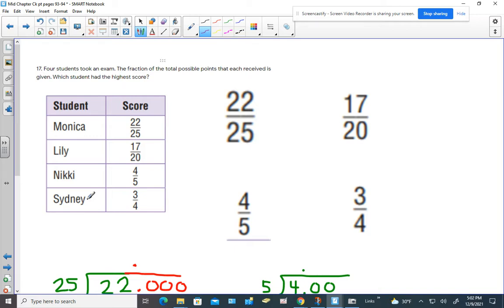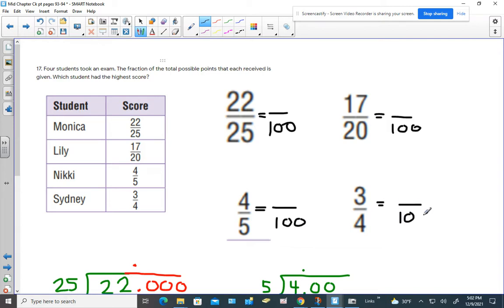Now, we have a couple options that we can do. One option is to take advantage of the fact that each of the denominators happens to be a factor of 100. So we can use equivalent fractions as our approach, because 25 is a factor of 100, 20 is a factor of 100, 5 is a factor of 100, and so is 4.